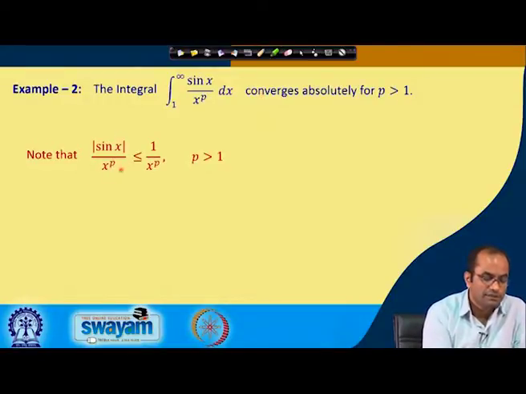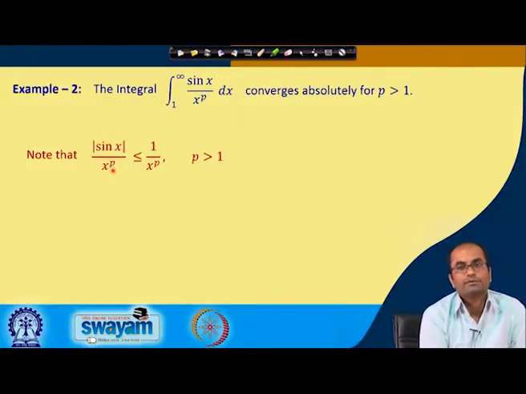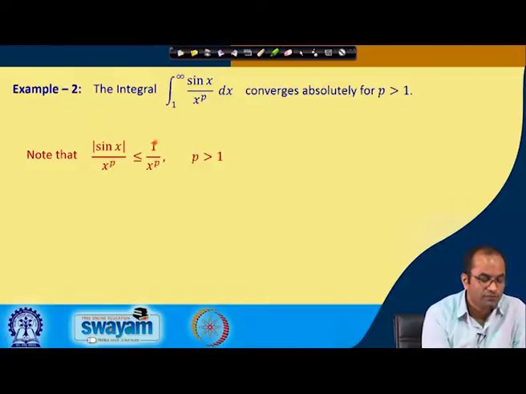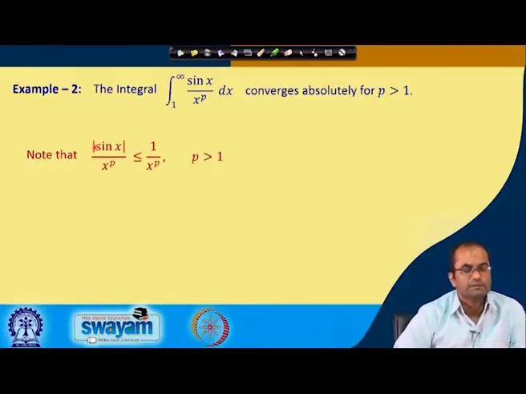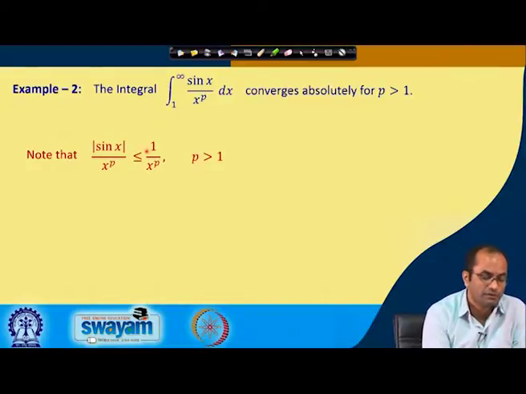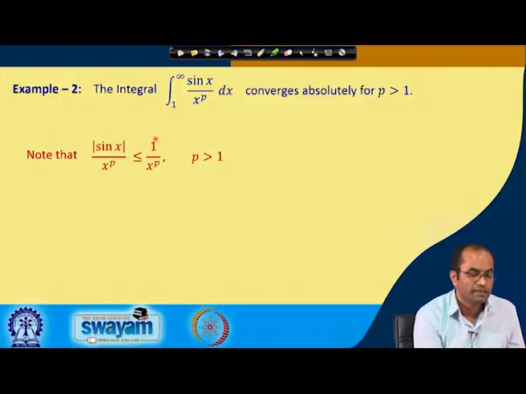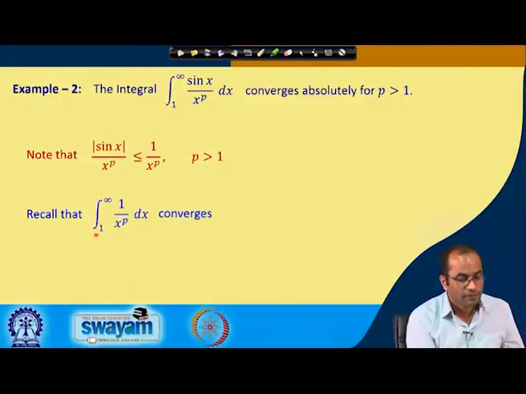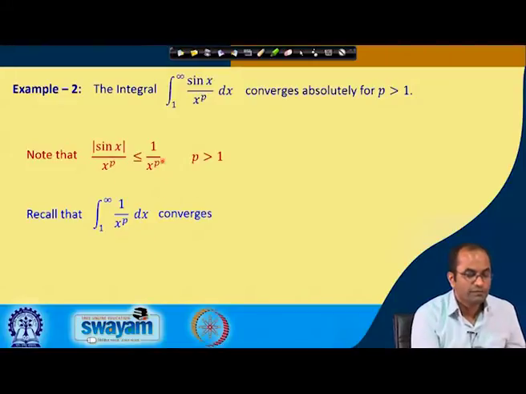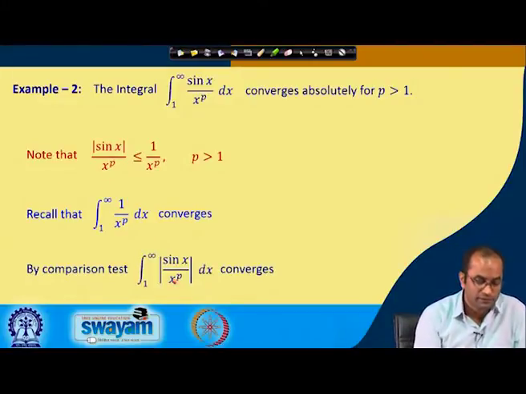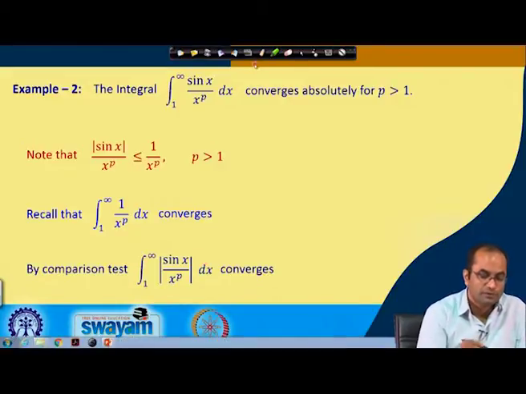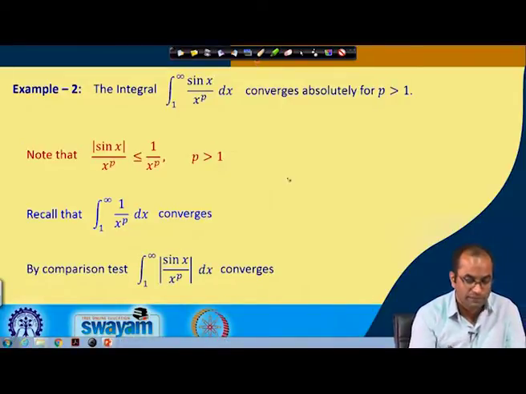So we have the absolute value of sin x over x to the power p, because x to the power p is positive, we do not have to use the absolute value there. This is bounded by 1 over x to the power p, because sin x will never take a value greater than 1. We know by the comparison test that the integral from 1 to infinity of 1 over x to the power p converges. So what we have shown is that this integral also converges, by the comparison test.